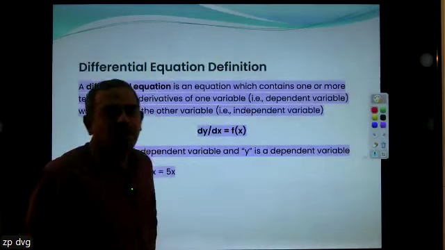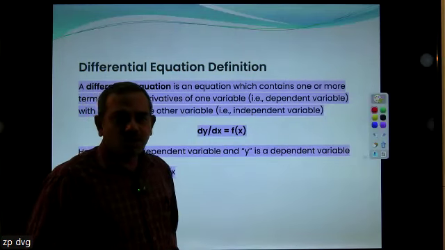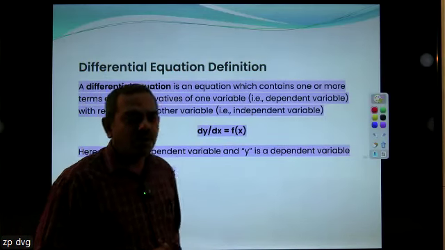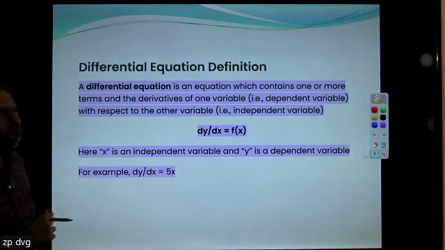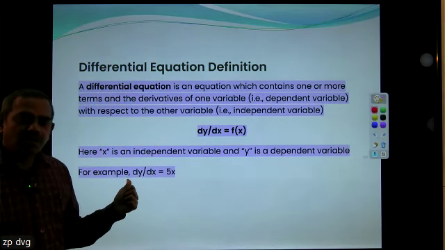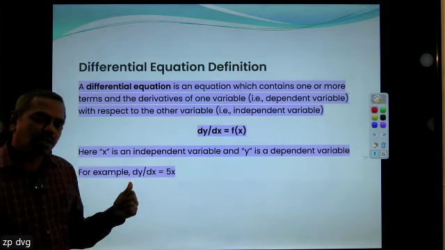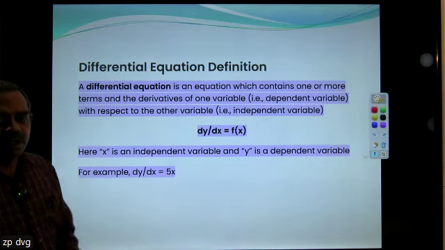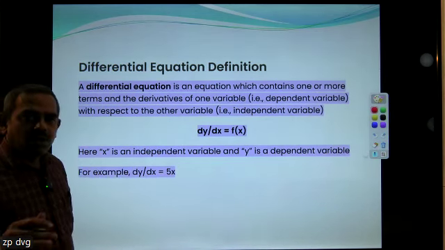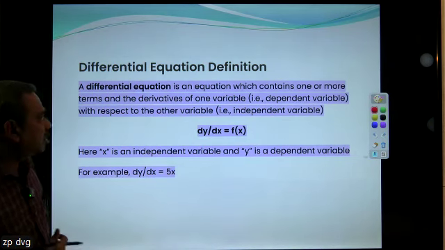Hello students. Now we are going to discuss a very important topic called differential equations. From differential equations, for the CASET examination, definitely you'll get about 3 questions. So what are those? Let us discuss here.